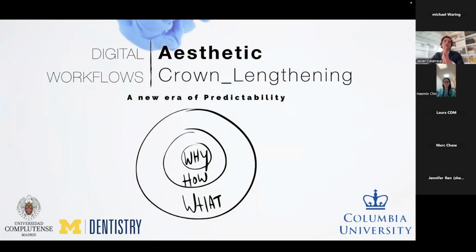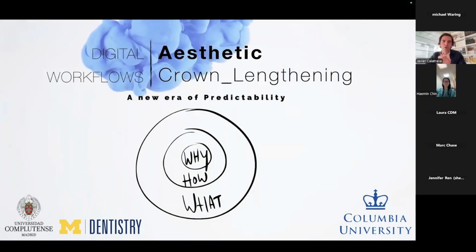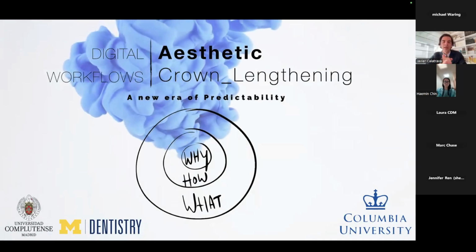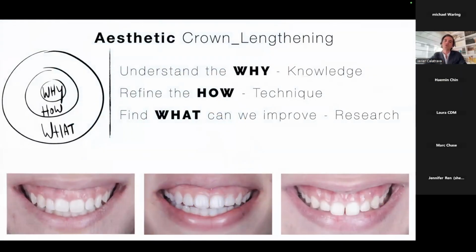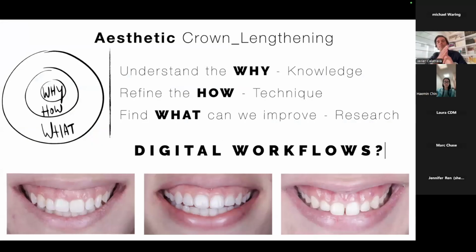So without further ado, we're going to talk about digital workflows in aesthetic crown lengthening. And for every presentation, every topic, I like to answer the questions why, how, and what. The way that we're going to approach this presentation is first, we need to understand the why. Why does this condition happen? And why do we need to treat it?